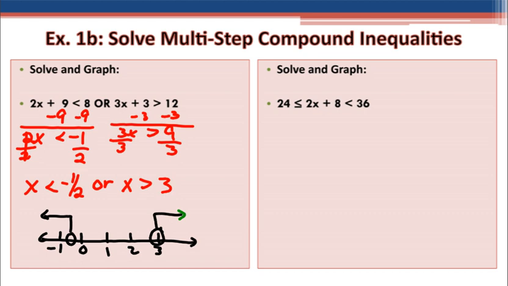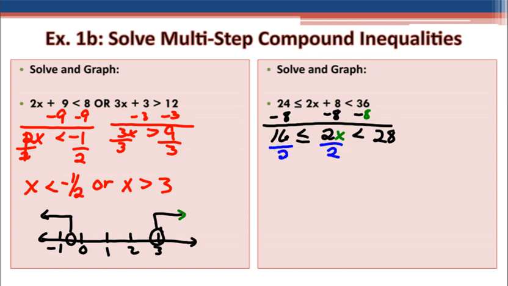Our next example here is a conjunction, because the variable's in the middle. So to get 2x by itself, I'm going to subtract 8 on the inside and the outside. And I'm left with 16 is less than or equal to 2x, which is less than 28. To get x by itself, I divide by 2 on the inside and the outside. And I'm left with 8 is less than or equal to x, which is less than 14.